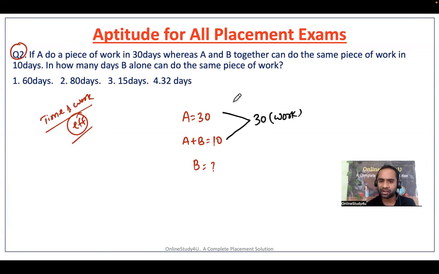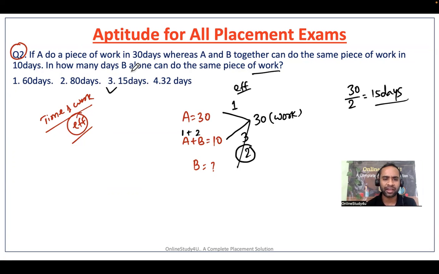Now, 30 by 30 and 30 by 10, it is 3. We got the efficiency. Efficiency of A is 1 and efficiency of A plus B is 3. Now, if A is 1, what I will put at the place of B so that it will become total 3? So definitely 2. That means the efficiency of B we have got, efficiency of B is 2. Now they're asking, in how many days B alone can do the same piece of work? B in one day can do 2 work. So for completing 30 work, B will be taking 15 days and 15 days will become your correct answer, right?